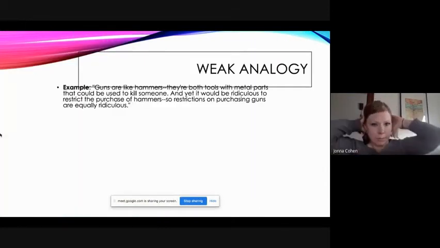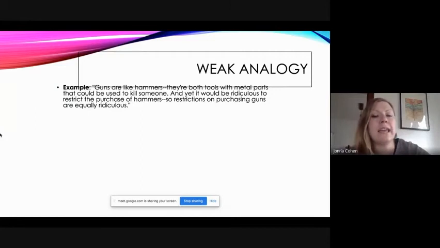Here's another example. Guns are like hammers. They're both tools with metal parts that could be used to kill someone. And yet it would be ridiculous to restrict the purchase of hammers. So restrictions on purchasing guns are equally ridiculous. I would like you to turn and talk to the person next to you. It can also be your cell phone, and tell them why this is a weak analogy. Pause the video, go.